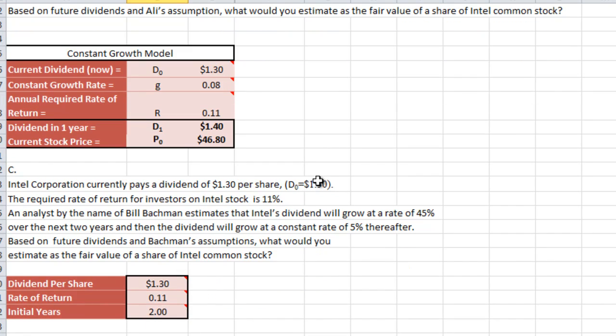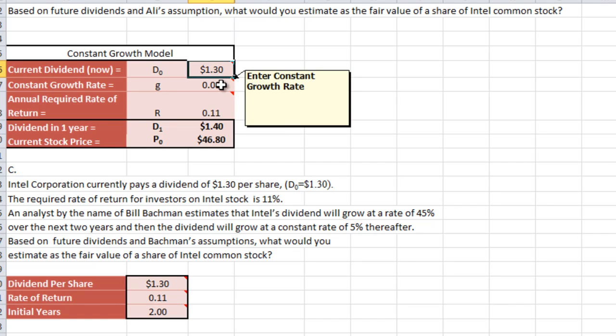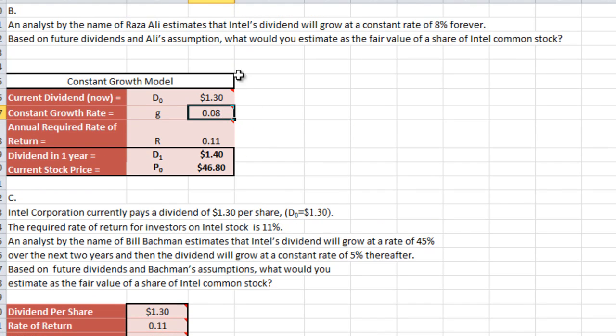Originally, we had said that the dividend will be $1.30. We'll enter that in here. The constant growth, we're going to leave at 0.08, which is what Mr. Ali is suggesting it will be. The annual required rate of return is, again, 11%, as stated up above. We then have our calculations.